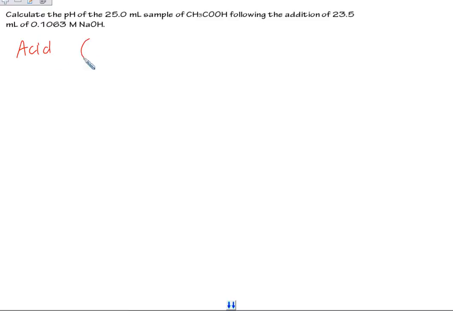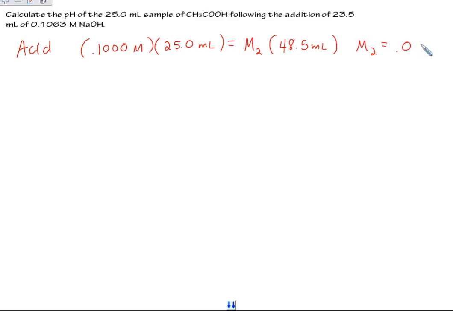The acid was originally 0.1 molar, which I think they stated earlier in the problem. Initially, we have 25 milliliters. We want to know the new molarity when we join these two solutions, when we combine volumes. So I should have a total volume now of 48.5 milliliters. M2, we plug it in our calculator. 0.0515-ish. Let's go 3 sig figs.